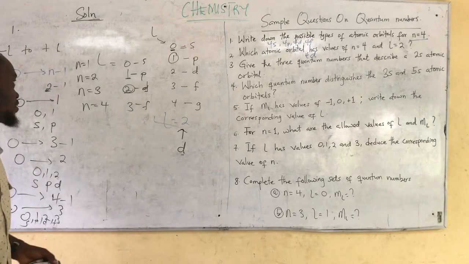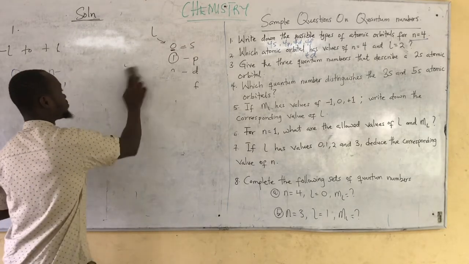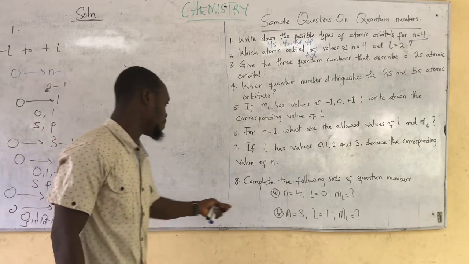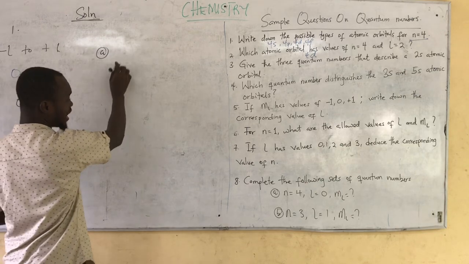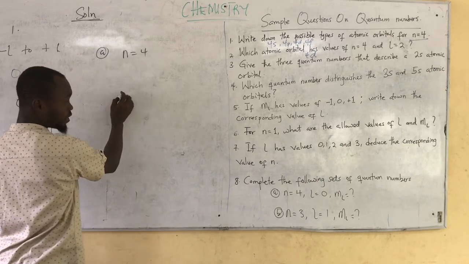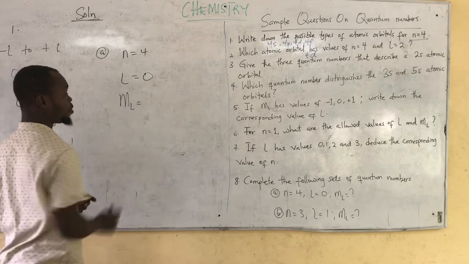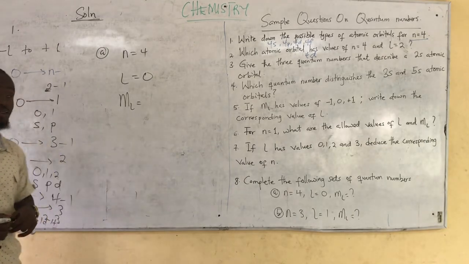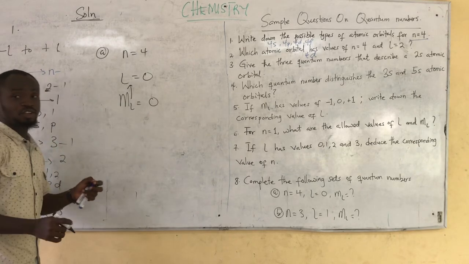Now the last question for this lesson. In the last question we have complete the following set of quantum numbers. I have two sets. That is the first set A. In set A I have n is equal to 4 and then L is equal to 0. What will be the ML? They said you should complete the set. So what will be the ML? You can pause the video and tell the answer as well. Our ML will be what? Still 0 because the ML depends on the L value.